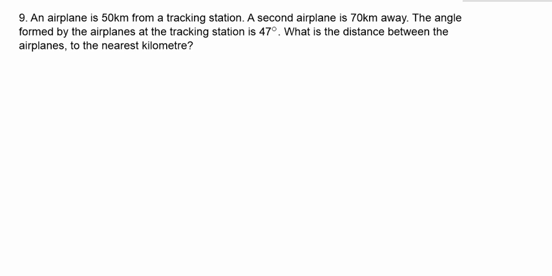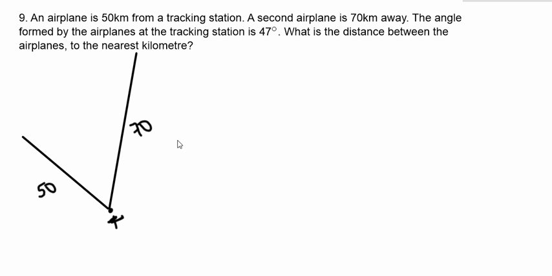Okay, so let's set up a diagram. I need to see what's going on. So here's the tracking station. I'll put a T and I'll put a nice little dot. And then what I have is an airplane that is 50 kilometers away. Boom. And another airplane is 70 kilometers away. Boom, boom. So we'll say 50 and 70. And I'm told that the angle formed by the airplanes at the tracking station is 47 degrees. And I need to know the distance between the two planes, which is the third side of that triangle.